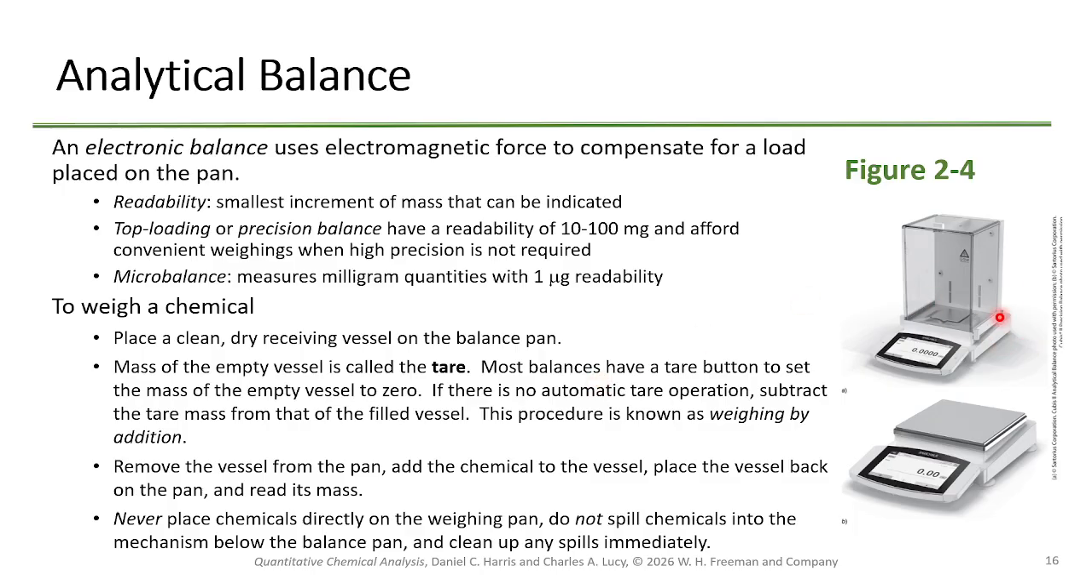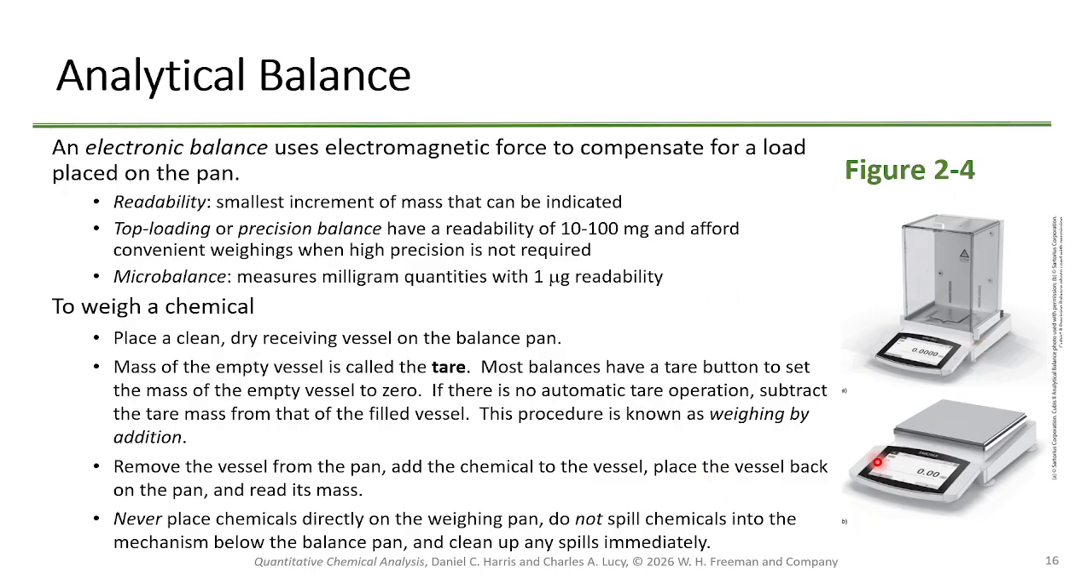Okay, so you have it tared, you have your vessel, you weigh stuff out into your vessel, you put it back on, close the windows, get the weight, right? Everybody good with that so far? Okay. Never, ever, ever do you place chemicals directly on the weighing pan. You do not spill chemicals on that mechanism. That's why you always measure everything off of the balance, right? At least for an analytical balance.